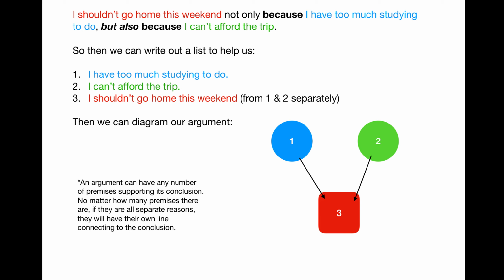So if also I'm sick, we could make that another bubble, and that would go right to the conclusion. And we could say because I have no way to get there, that would be another one. They would go right to the conclusion.